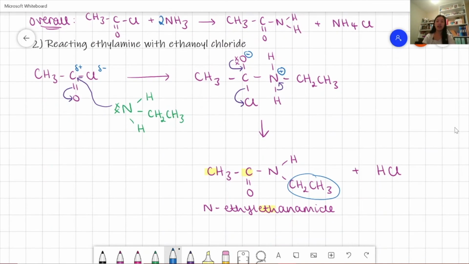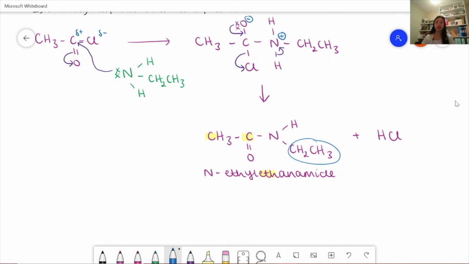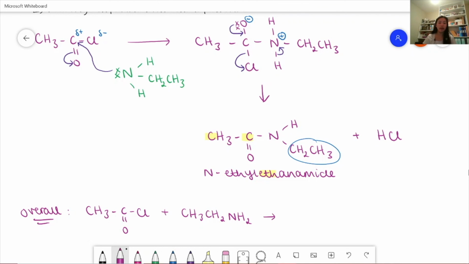And then the overall equation for this reaction is this ethanoyl chloride added with ethylamine, so CH3, CH2, NH2, goes to form N-ethyl ethanamide. So we have CH3, C double bond O, and then NH, CH2, CH3, and HCl.